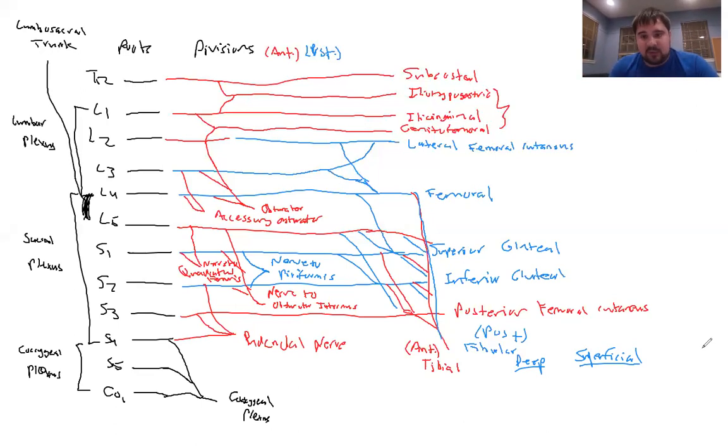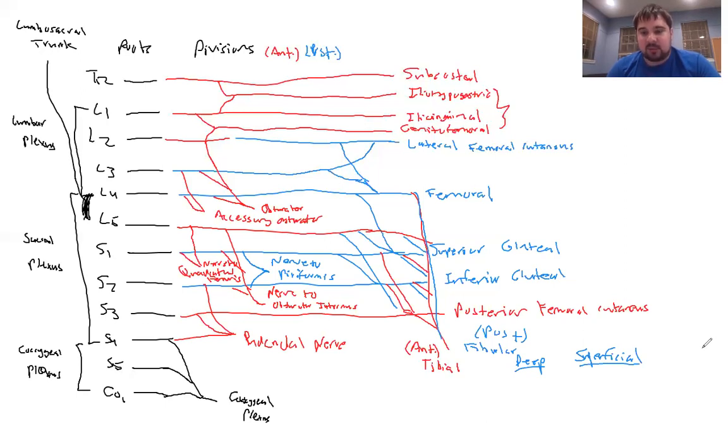So some of the muscles that are innervated by the fibular nerve are the fibularis tertius. It's also going to innervate your tibialis anterior and the short head of the biceps femoris. Then it's also going to innervate your extensor hallucis longus, your extensor hallucis brevis, your extensor digitorum longus, and your extensor digitorum brevis. And those are the muscles that are innervated by the deep fibular nerve.